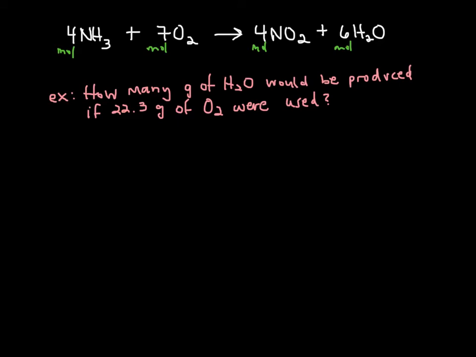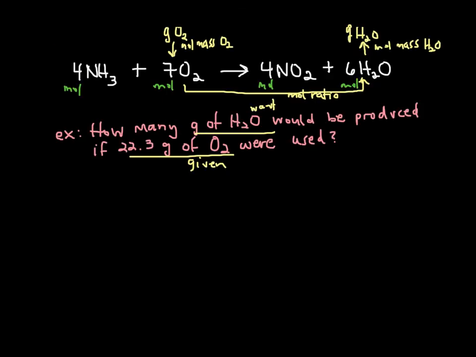Okay, let's do another example. So in this example, it says how many grams of water would be produced if 22.3 grams of O2 were used. So we know from the question that we were given 22.3 grams of O2, so that's what we were given, and what it's asking us to find is grams of water. So this is what we want to ultimately end up with. So we're going from a mass of O2 to a mass of water.